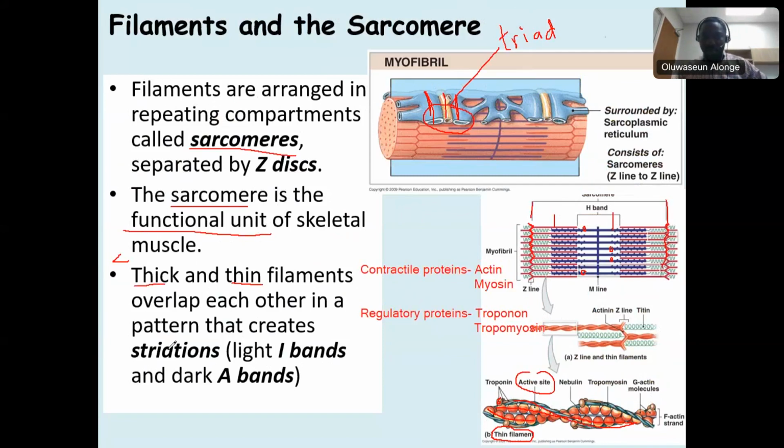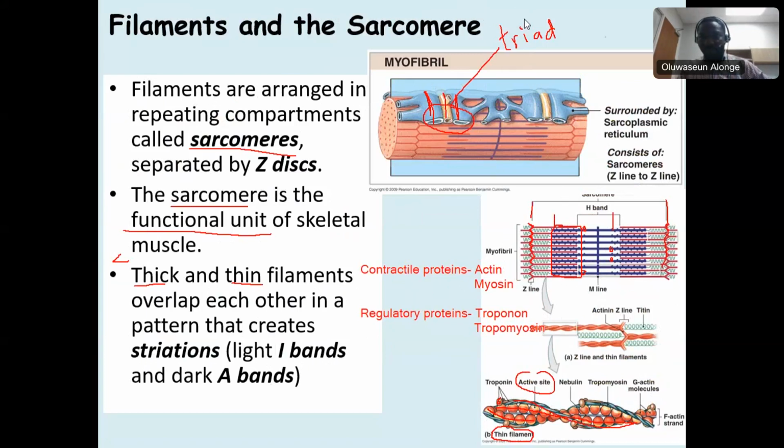Now the thick and thin filaments, we've talked about that. You see there's an area where they overlap on each other here. The area where they overlap is what we actually see and we call it striation. So when you say skeletal muscles have striation, it's simply the arrangement of the actin and myosin proteins. The actin is what makes what we call the light band, or I band, and the myosin we call the dark or A band. So it's the same thing.